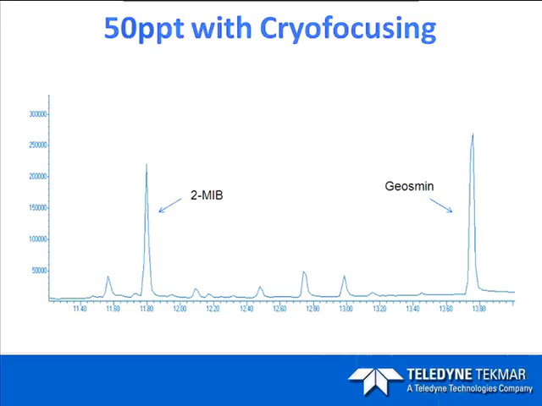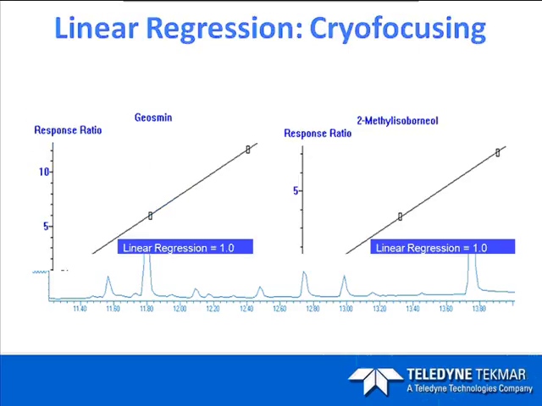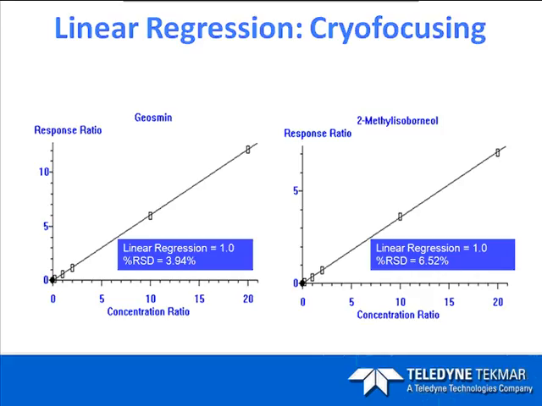If we look at a chromatogram here, 50 parts per trillion with the cryofocusing module, it's a little light to see, but we can see that we're getting an average area response of about 225 to 250,000 with each of the compounds. Looking at the linear regression, it was 1.0 for each of these compounds. The percent RSD for the calibration curve was 3.94% for Geosmin and 6.52% for MIB.